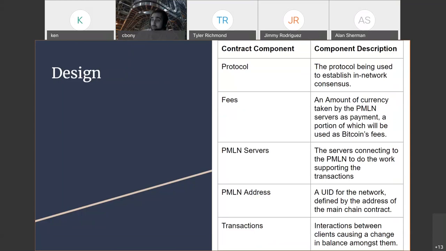It's got all the addresses of the PMLN servers, so you know who to connect to. It's got the address, the unique ID of the network, which is actually that parent address that was talked about before for the Lightning Networks. That's being reused as a PMLN address, and it lends itself to some very nice security proofs. And it's got, of course, the transactions that are interacting between clients. These are actually those child transactions from before. So simply think of that simple two or three party model of the Lightning Network just being extended over time and adding threshold encryption because novelty, but also because trust.